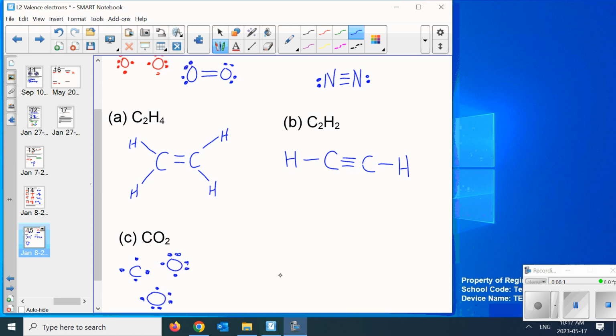You've already heard, this is sort of what we got. It's a line, it's linear. And the two sticks on the oxygens represent pairs of electrons. Something like that, right?